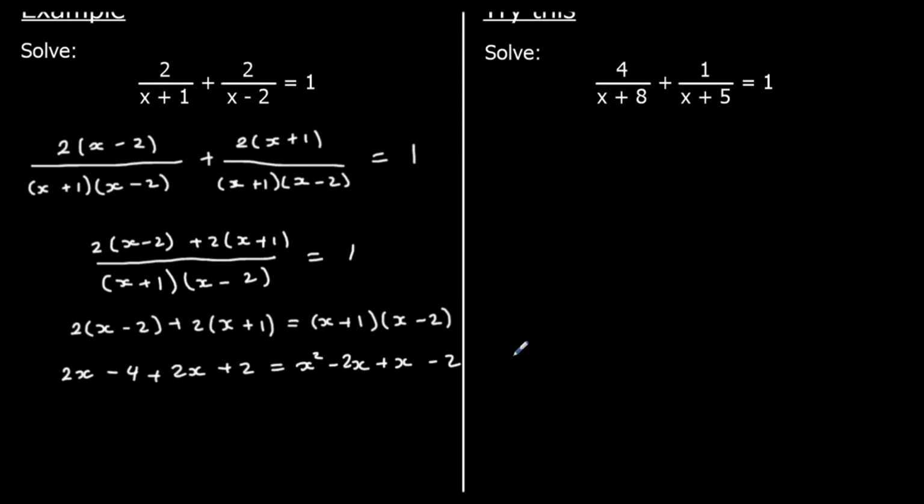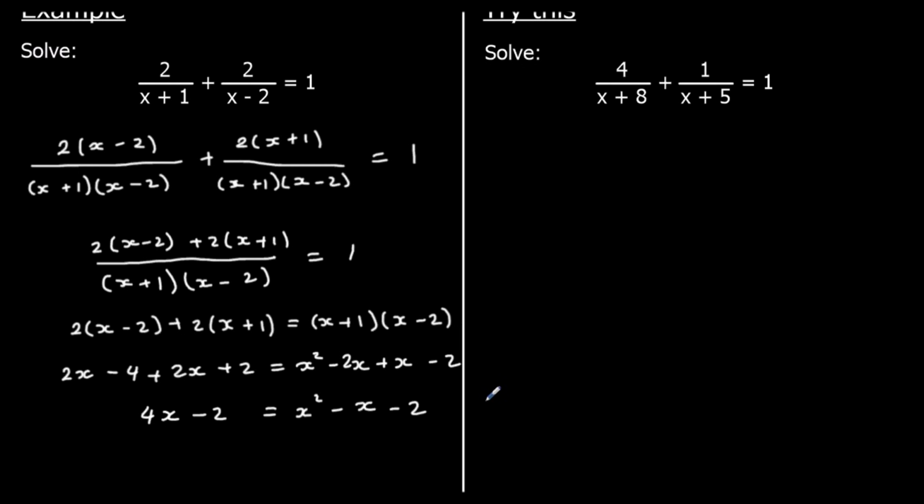Collecting like terms. So on the left, I've got 2x plus 2x, which is 4x. And I've got negative 4 plus 2, which is negative 2. On the right, I've got x squared. I've got negative 2x plus an x, so negative x. And I've got a minus 2. So now I've simplified both sides.